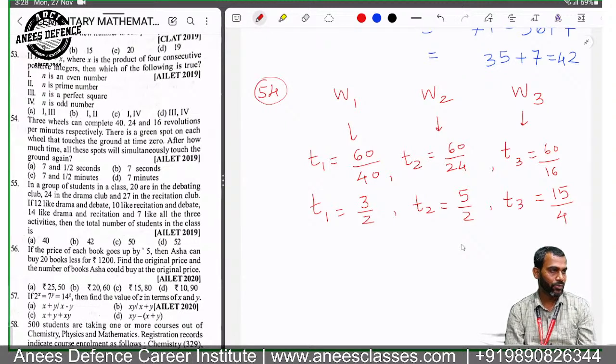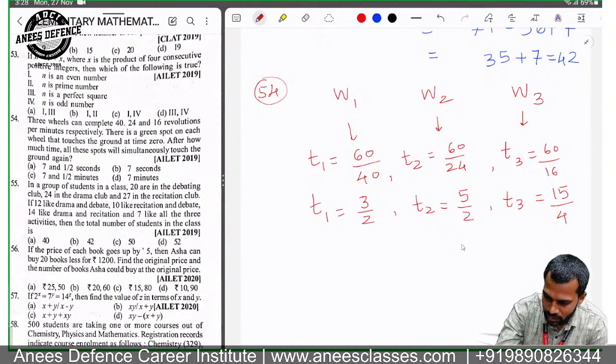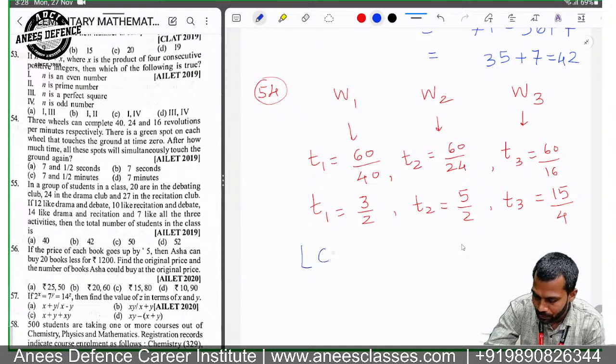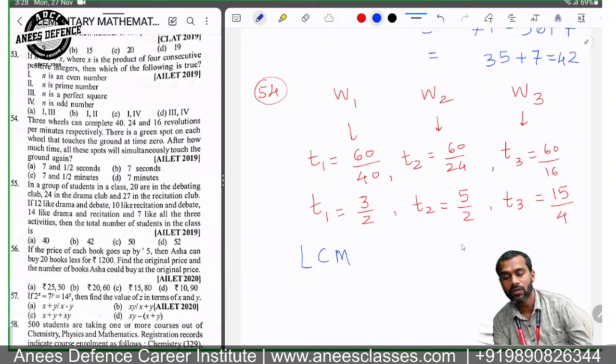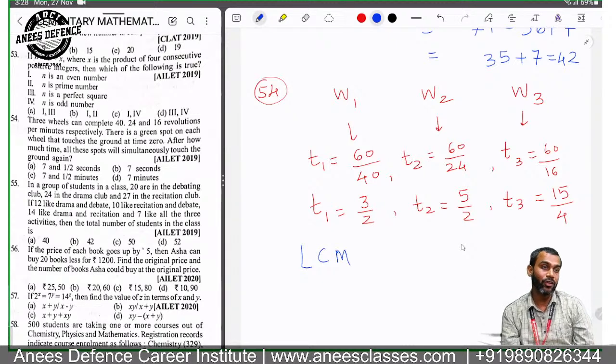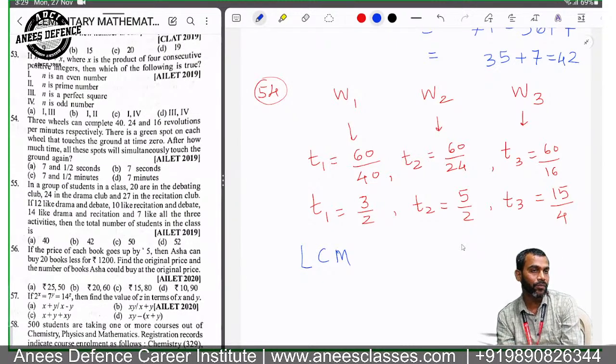So, a different type of question you'll get. Yes or no here? I hope it is clear. But remember the type. Yes, online students, have you understood? So we need to find out the LCM, because we needed to find out the time. The least time after which they will complete a certain number of revolutions. Yes or no?